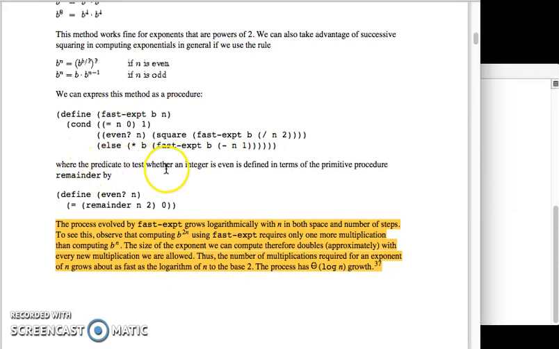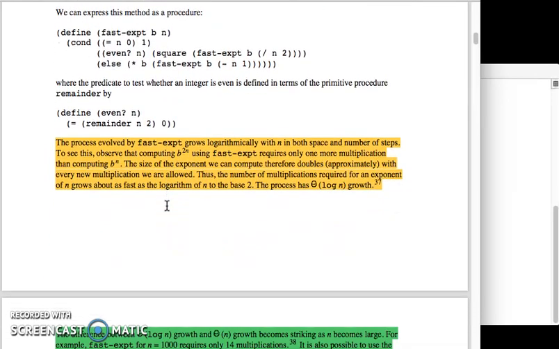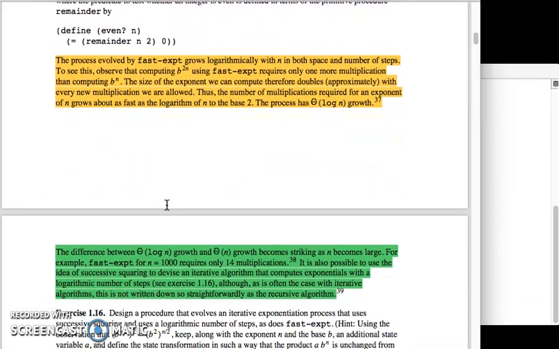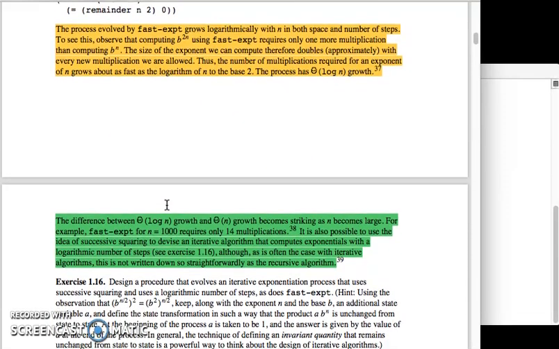where the predicate to test whether an integer is even is defined in terms of the primitive procedure remainder. Define even, so the procedure even that takes input n is equal to the remainder of n and 2, and check to see if it's 0. Okay. The process evolved by fast-exponent grows logarithmically with n in both space and number of steps.